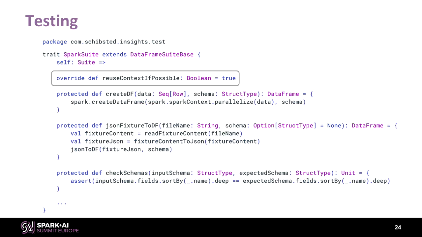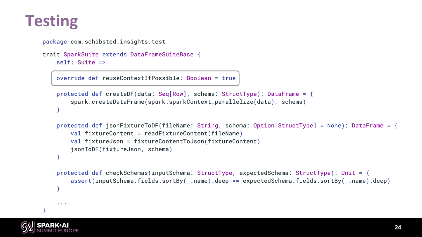So what you need to do is extend from DataFrameSuiteBase. This DataFrameSuiteBase is already provided by the library and is extending from the shared context. And you need to override this variable to true. Just that. Just changing this, it changed from taking 30 minutes to taking 5 minutes in our tests because we weren't sharing the context.